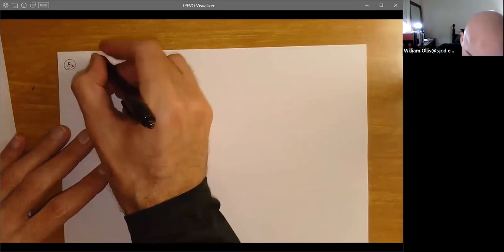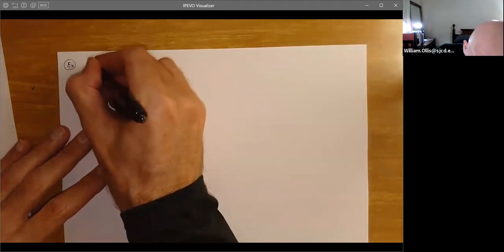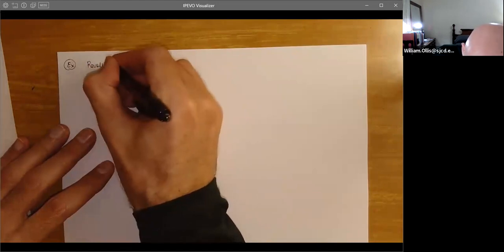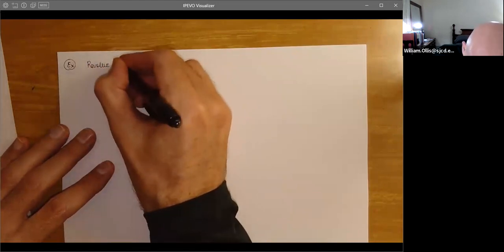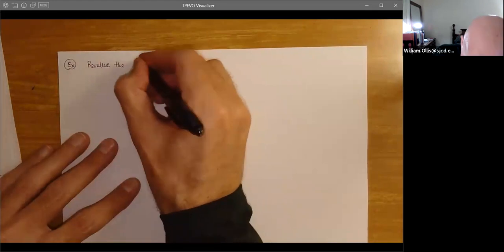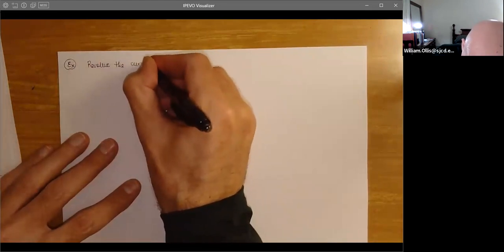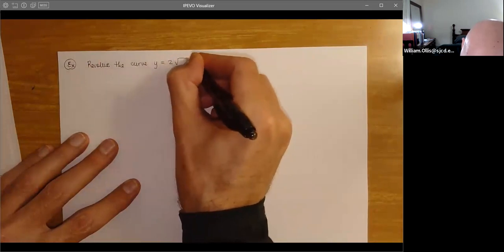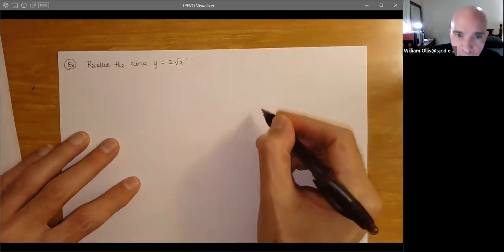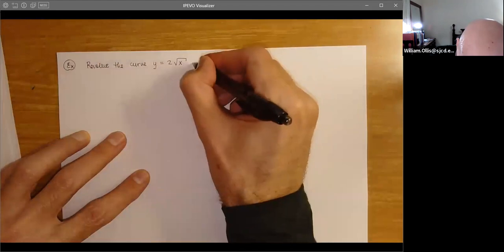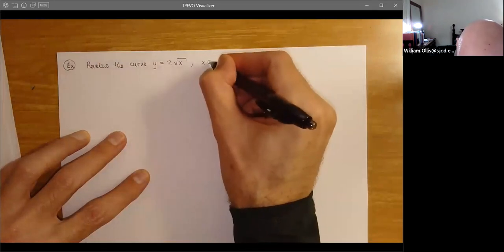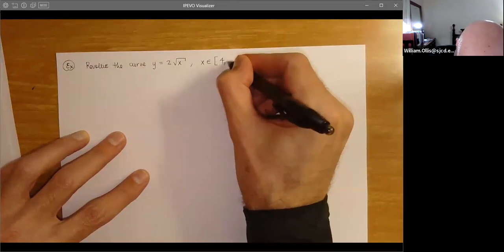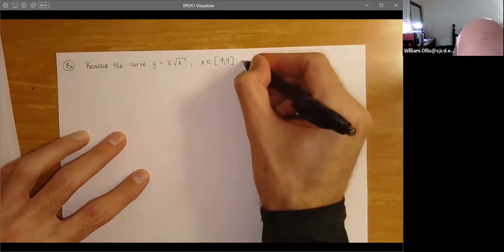A college algebra curve. So it says revolve the curve. So now it looks like we're doing college algebra, square root of x times 2, where x lives between 4 and 9, about the x-axis.